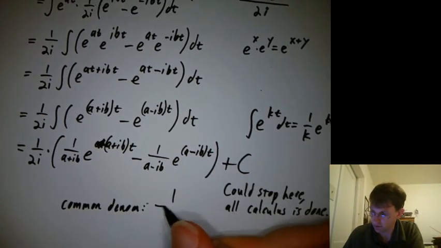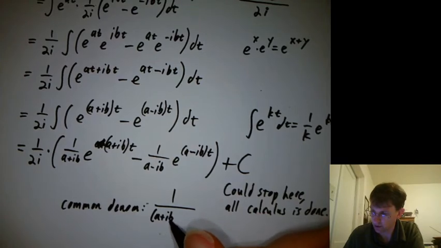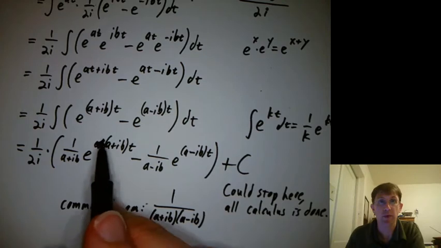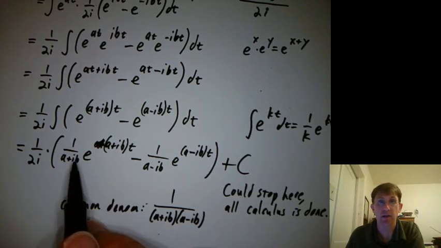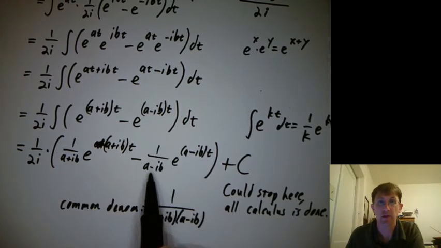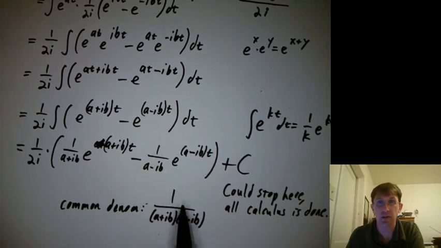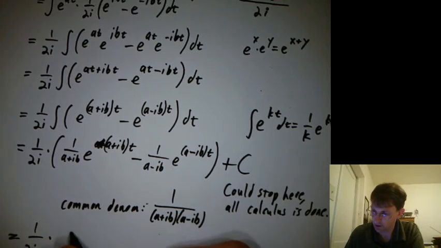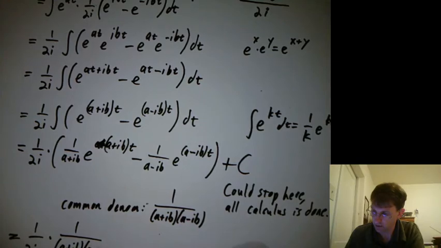It would be 1 over a plus ib, a minus ib. So I need to multiply this term by a minus ib over a minus ib, multiply this term by a plus ib over a plus ib, and then add them. So we'll get 1 over 2i, and we can write the common denominator out here, a plus ib, a minus ib.